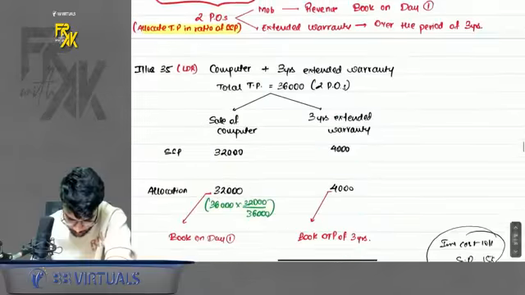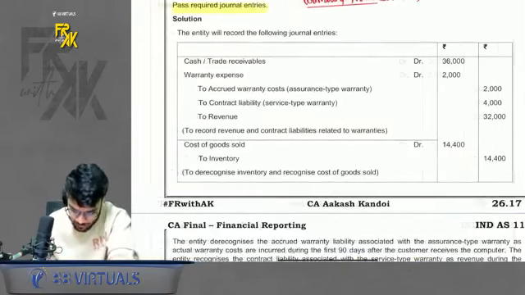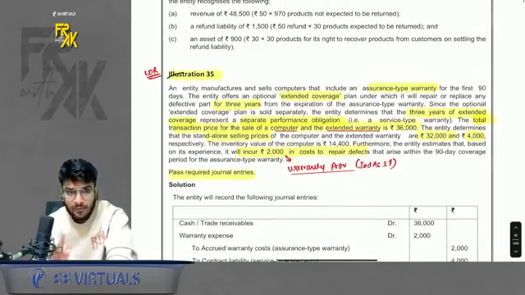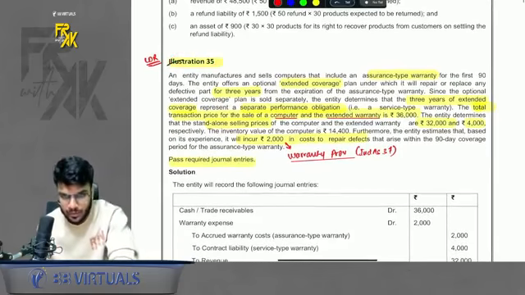Simple. Okay. Now, so this was there. Now to understand this concept of warranty, we had a few questions. We have 2 questions: illustration 35 and 36. 35 is more important. So what does it say?